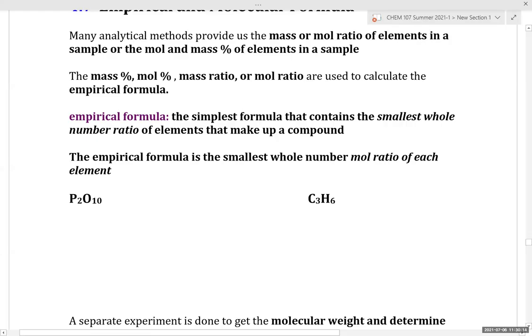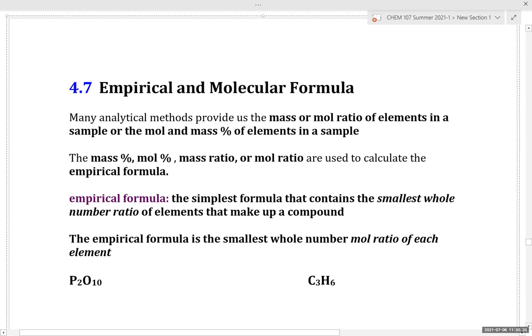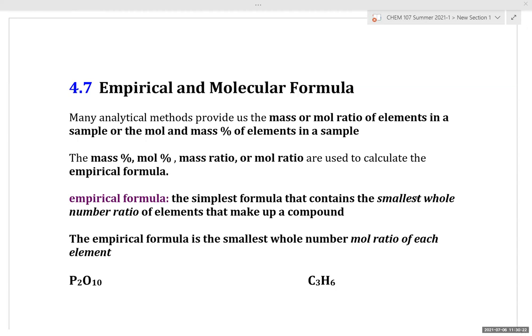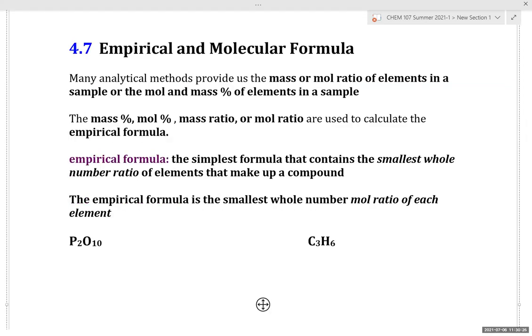So when we last left off, we discussed methods to perform mass mole conversions. We're now going to talk about the methods to calculate and determine empirical and molecular formulas. So let's talk a little bit about where these names are derived from.